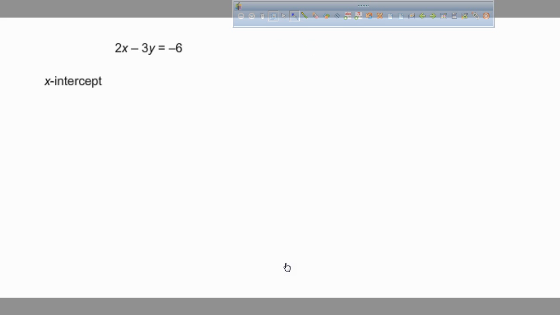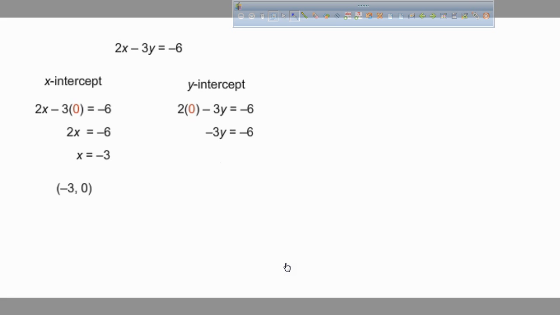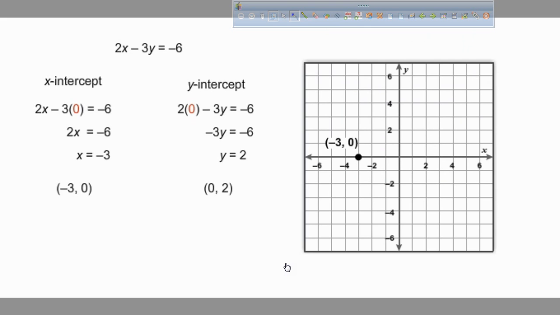In order to graph the equation 2x minus 3y equals negative 6 using intercepts, we first need to find the x-intercept. Since the y-coordinate of an x-intercept is always 0, substitute 0 for y and solve for x. So the x-intercept is negative 3, 0. For the y-intercept, we know that the x-coordinate is always 0, so substitute 0 for x and solve for y. So the y-intercept is 0, 2. Now we can plot those intercepts and draw the line.